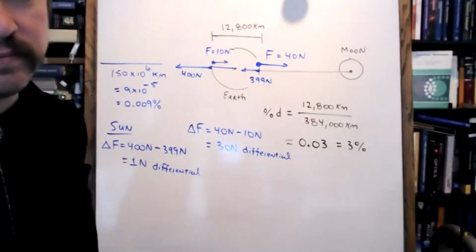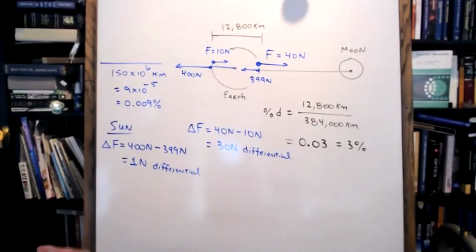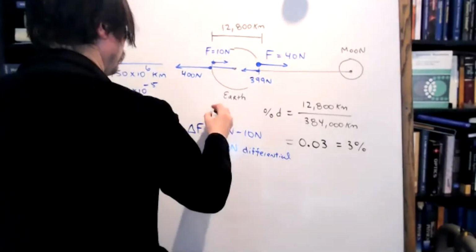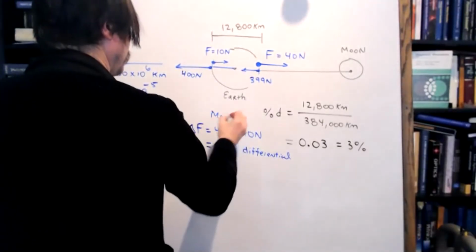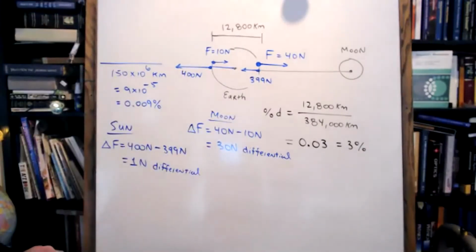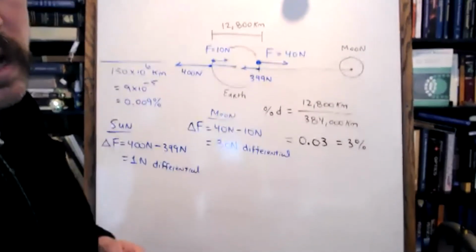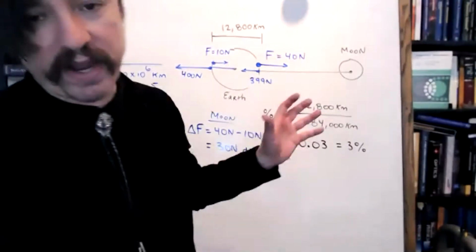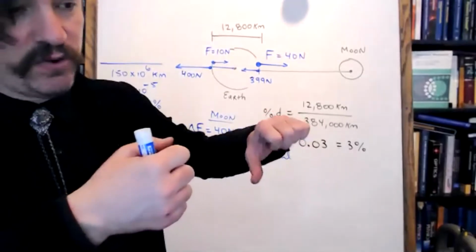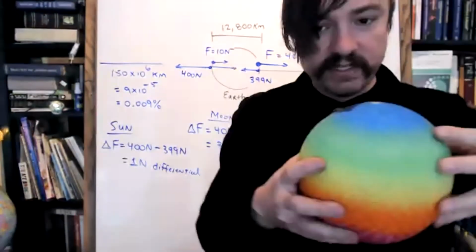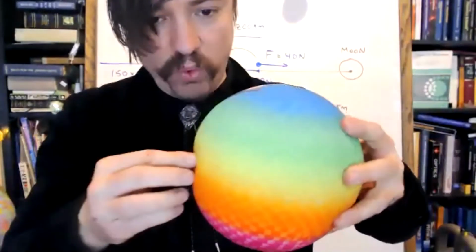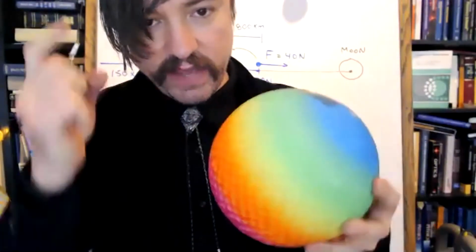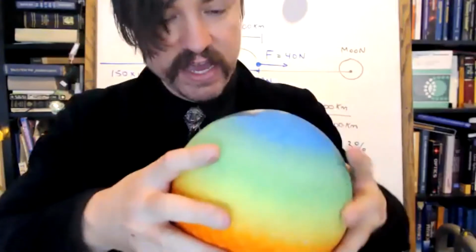So I was wondering, when you did the 40 newtons and the 10 newtons for the moon, why you subtracted them, because they're both going the same direction. Ah, that's a great question. If you're getting tugged stronger on the front side and weaker on the back side, if you wrap your mind around this for a second, that's the equivalent of being pulled side to side.